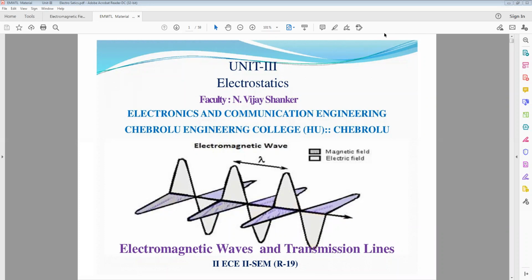Today, we are going to discuss some more examples in electrostatics, Unit 3. In the last two classes, we completed different types of examples. Now I will show another example.